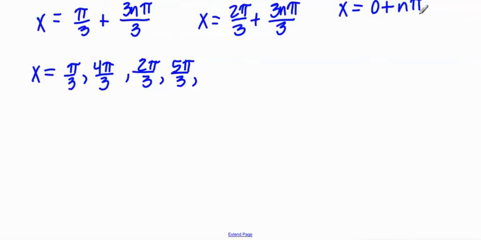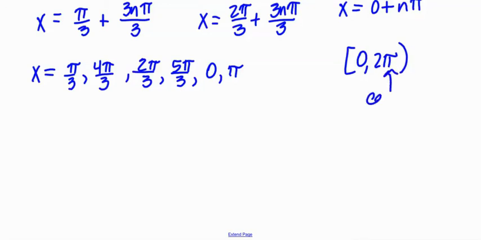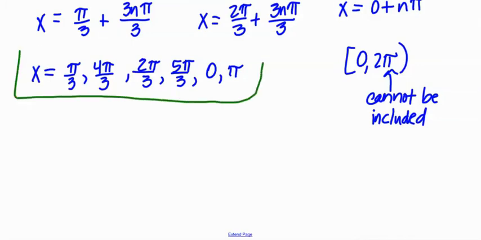And x equals 0, n pi. When n is 0, x is 0. And when n is 1, I get pi. When n is 2, I get 2 pi, but the interval is from 0 to 2 pi, and 2 pi is in parentheses. Therefore, 2 pi cannot be included. And that is how we get all 6 answers.